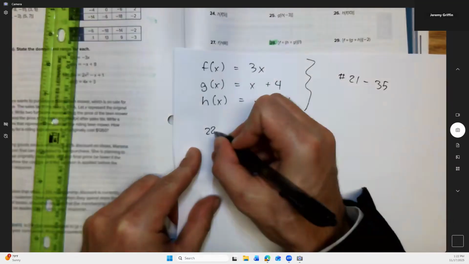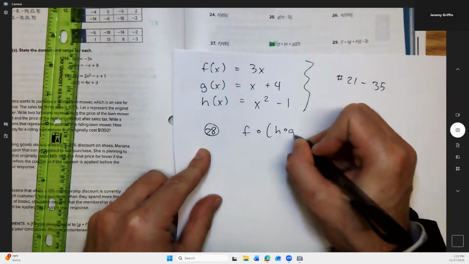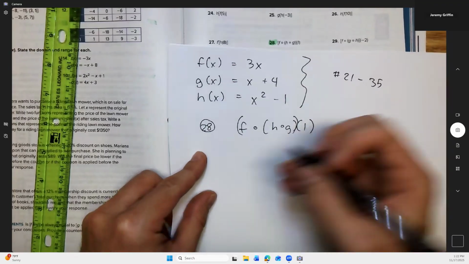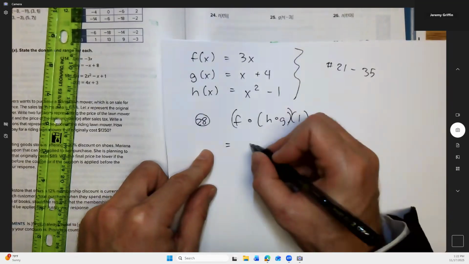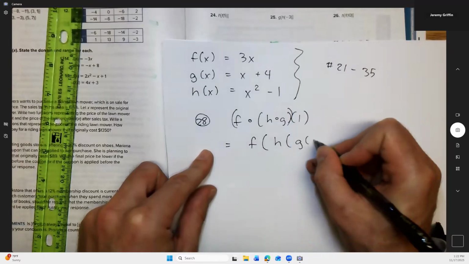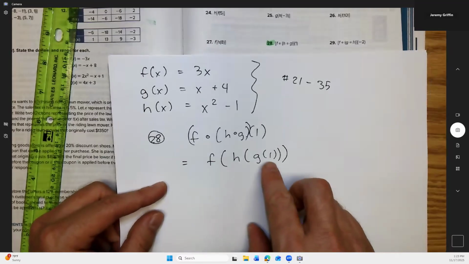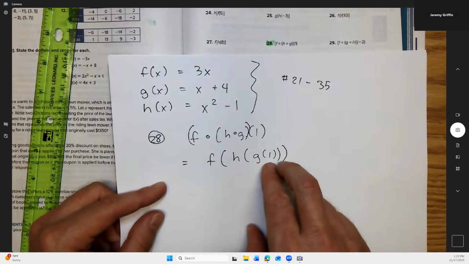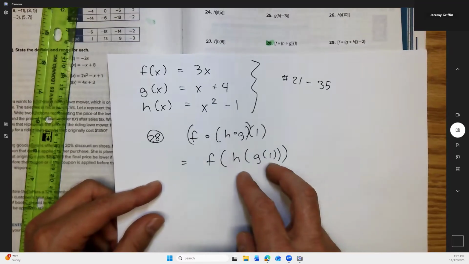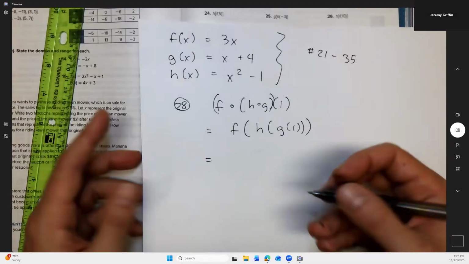Let's see, number 28. f of h of g of 1. I would prefer to think of that as f of h of g of 1. See how this was looking like Russian nesting dolls? So maybe you could solve for g of 1, then take h of that, and then f of that. So it's like a small doll inside a medium doll inside a big doll. Or you could push this all together and solve this one giant master function. Maybe I'll try it both ways and see what happens.